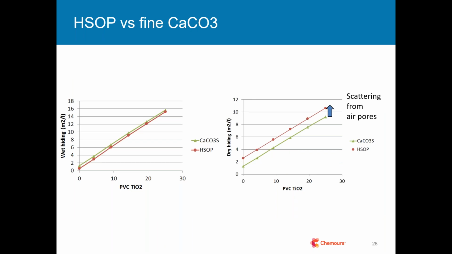And indeed, in the wet stage, we do not see a difference. Of course, we see an increase in hiding power with increasing amounts of titanium dioxide, but basically we do not see a significant difference between the very fine calcium carbonate and the HSOP. In the dry stage, however, we see a difference. We see the initial scattering resulting from the titanium dioxide, the synergy between the titanium dioxide and the HSOP, and of the HSOP itself. So the two effects count, resulting in an increase in hiding power. So we definitely can say that the HSOP can work in this kind of systems.